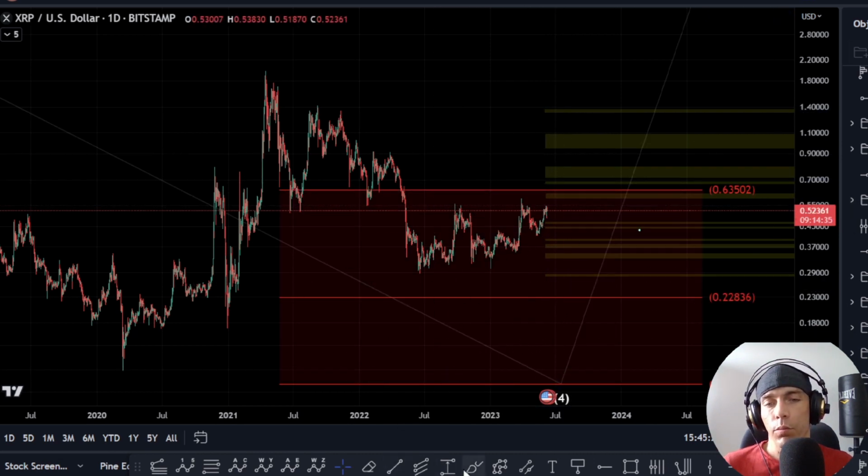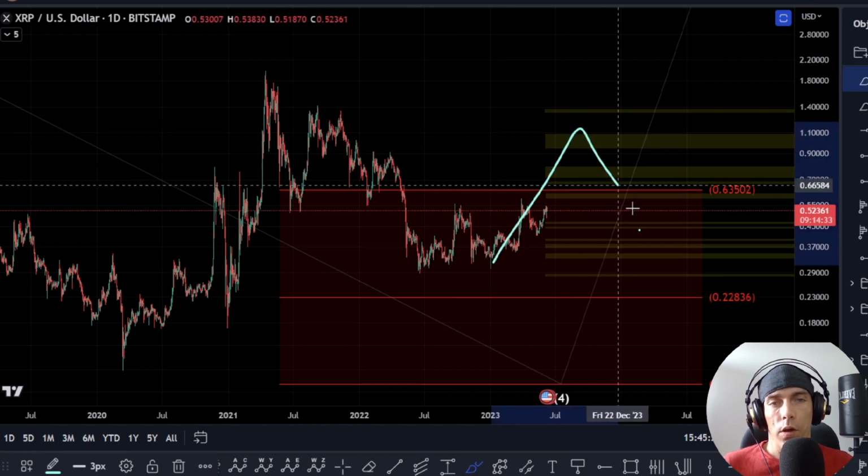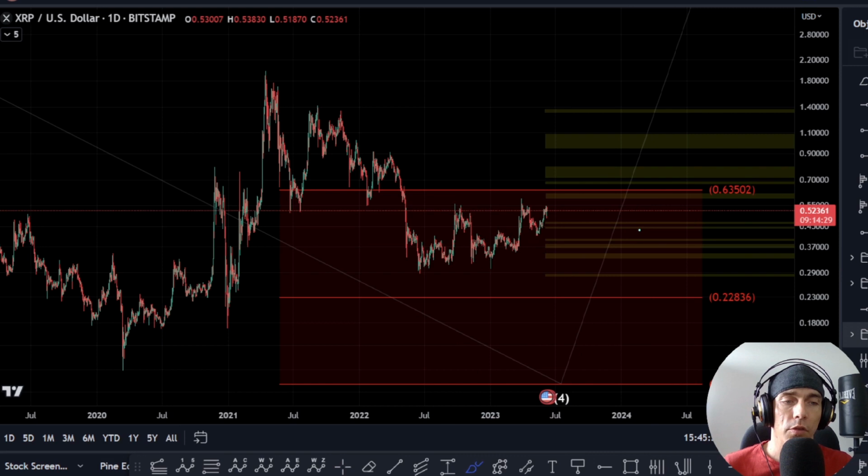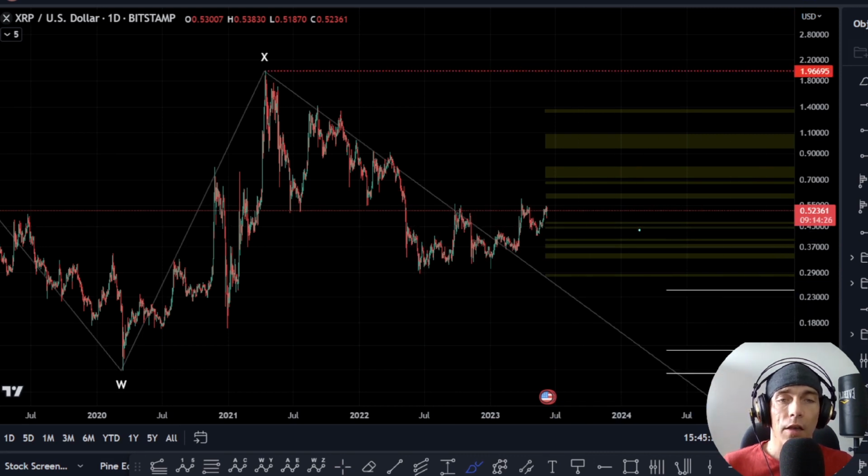But it is also possible that this could then become wave 1, we get 2, 3, 4 and 5, and then we'd actually get a much bigger push to the upside. So we'll have to monitor that structure as it comes in.